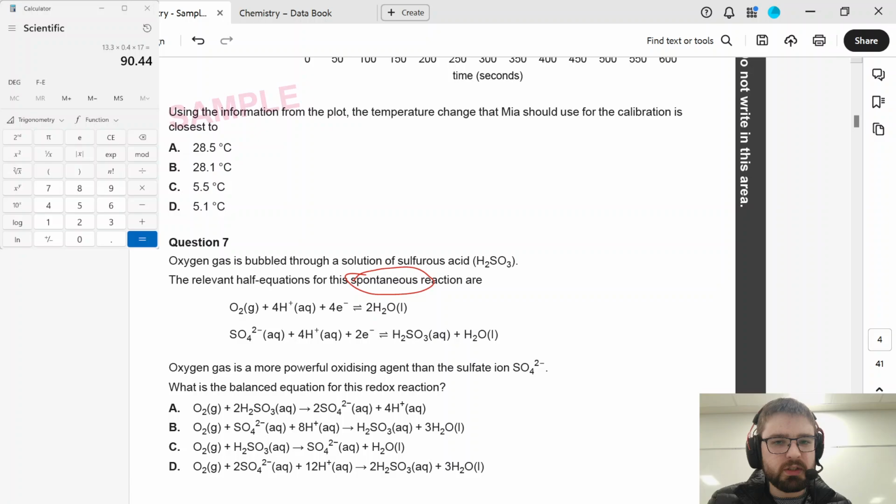So obviously the oxygen is going to react with the sulfurous acid. If sulfate's reacting, then it's not right in the first place. So it's going to be the oxygen and the sulfurous acid. We've got 4 electrons for the oxygen and 2 for the sulfurous acid. So we'd expect to multiply this by 2. So that's going to be 2 sulfurous acids.